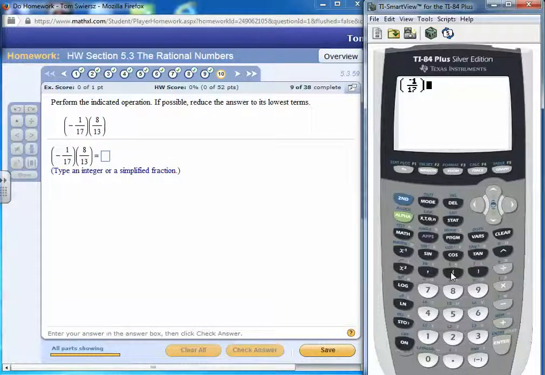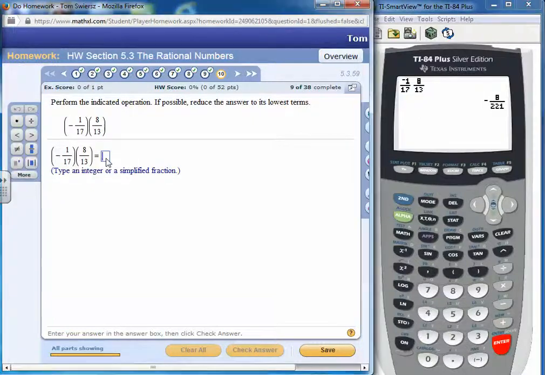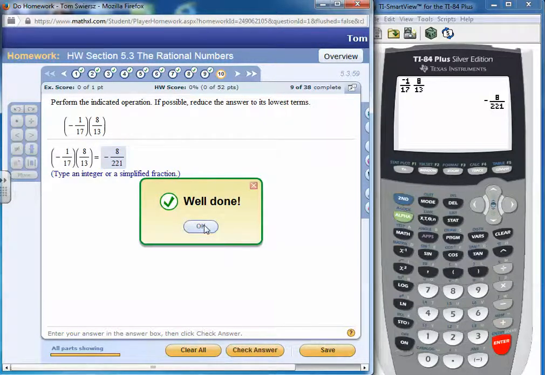Same way on the calculator, we use a left paren, alpha F1. We're going to enter a fraction again, 8, and the denominator is 13. Put in a right paren and hit enter, and we get -8 over 221. Nothing reduces. -8 divided by 221, and that's our correct answer.